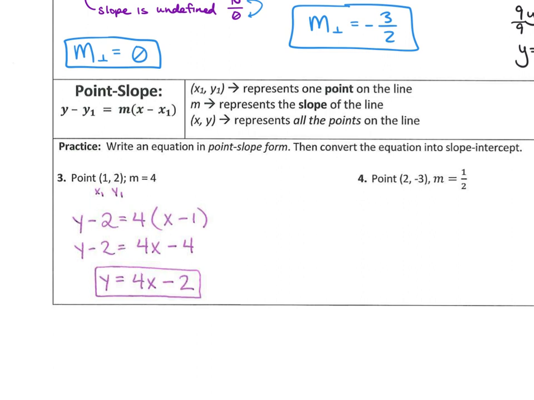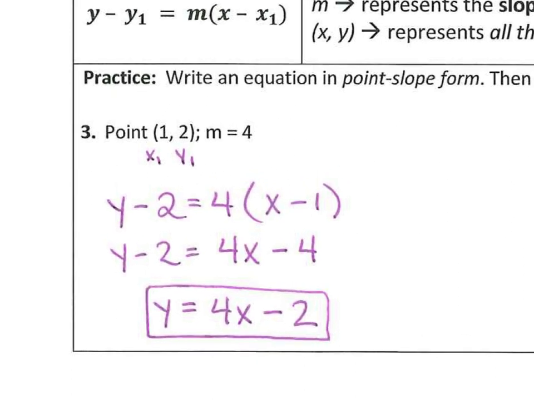I've done one of the examples for you because I wanted you to have nice, neat handwriting on your paper, and we're going to look at a fully completed example and see what happens each time and what you should be doing. This question says, write an equation in point-slope form and then convert the equation into slope-intercept. So let's see, what did I do very first? What is happening right here?